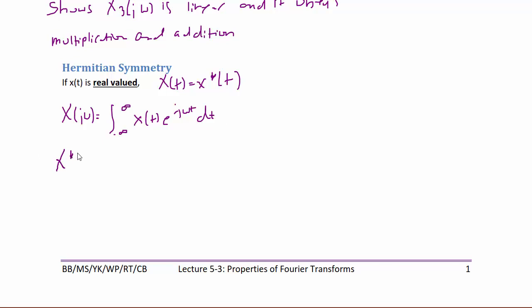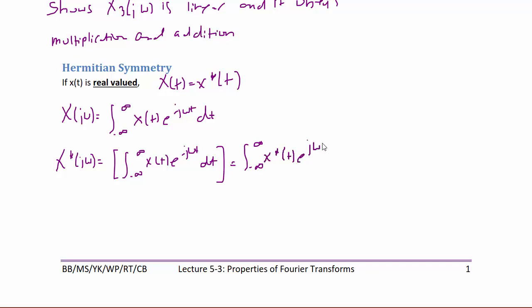and the conjugate of x of j omega would be the conjugate of the integral from negative infinity to infinity, x of t e to the negative j omega t dt, which can be written as the integral from negative infinity to infinity, x conjugate of t e to the j omega t dt. But since we know that x of t is real valued, then x conjugate of t equals x of t. So we have the integral from negative infinity to infinity, x of t e to the j omega t dt, which equals x of negative j omega.